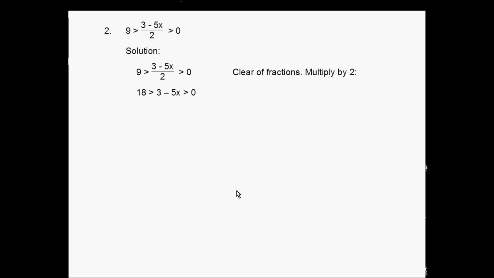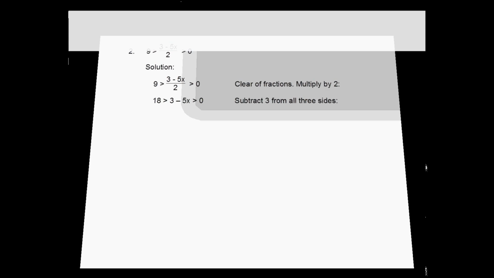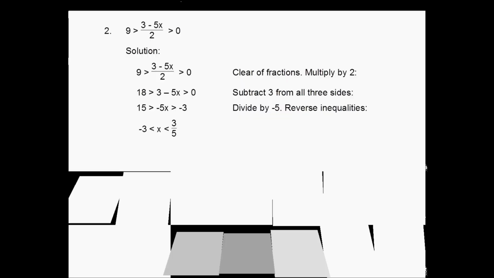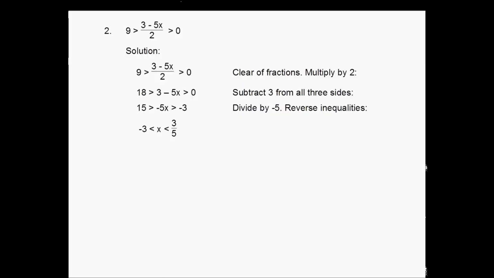Now I want to get x in the middle, so I need to subtract 3 from all three sides. So I'm going to have 15 is greater than negative 5x, which is greater than negative 3. To get x in the middle, divide all three sides by negative 5, and you will need to reverse both inequalities. So I'll have negative 3 is less than x, which is less than 3/5. Remember, negative over negative is positive.